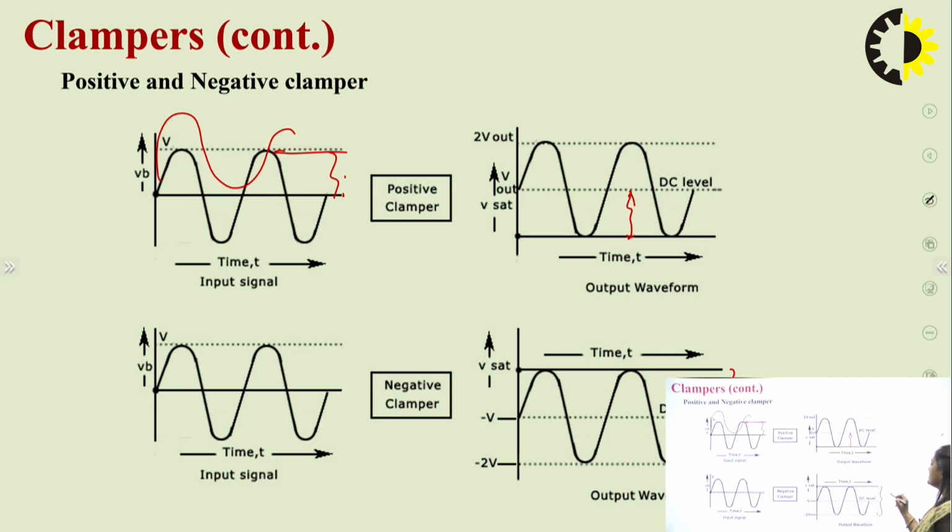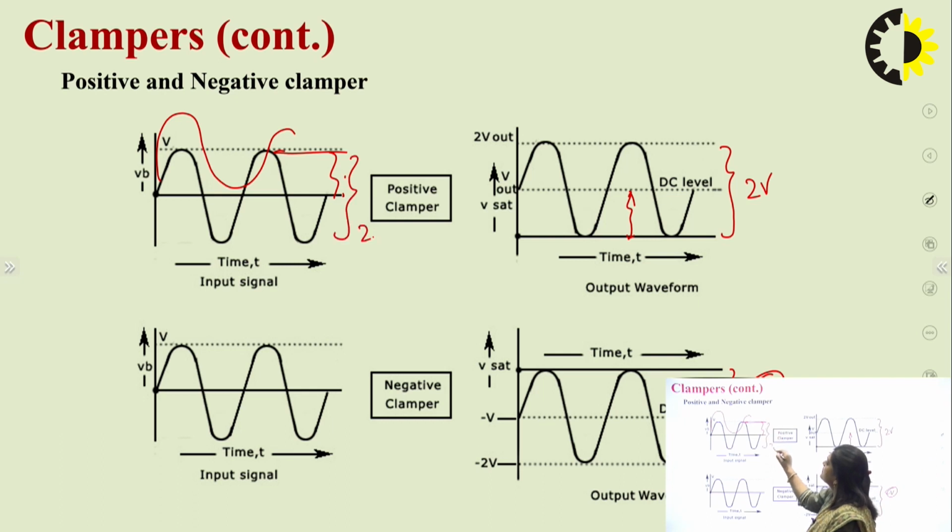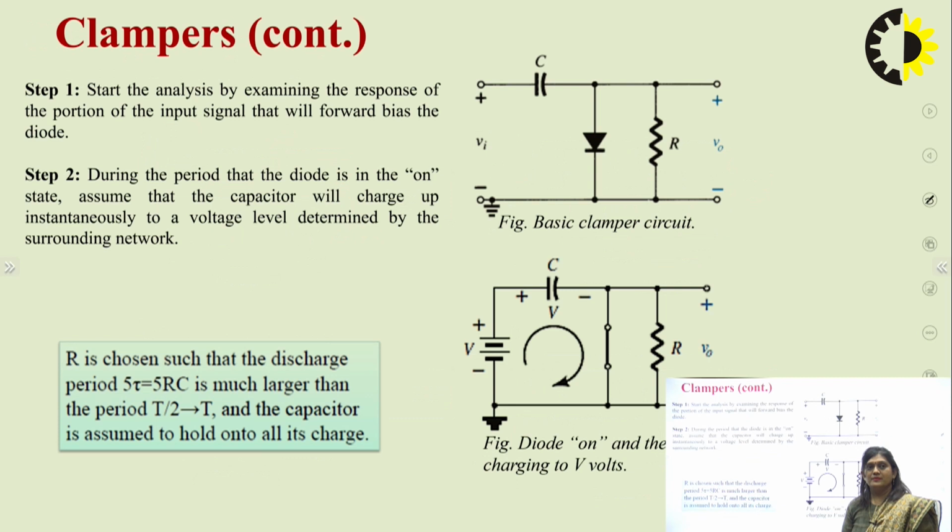This is the shift of minus V volt, and the swing of the signal remains the same. Like here, the total swing is 2 volt, and on the input side there was a swing of 2 volt also. So before the clamper and after the clamper, the total swing of the signal remains the same. So this is how the analysis is done with the help of a clamper.